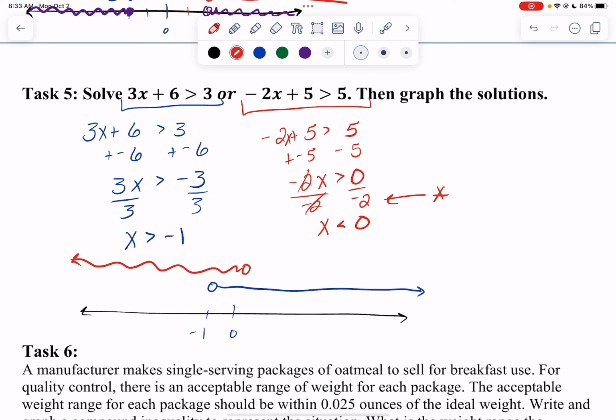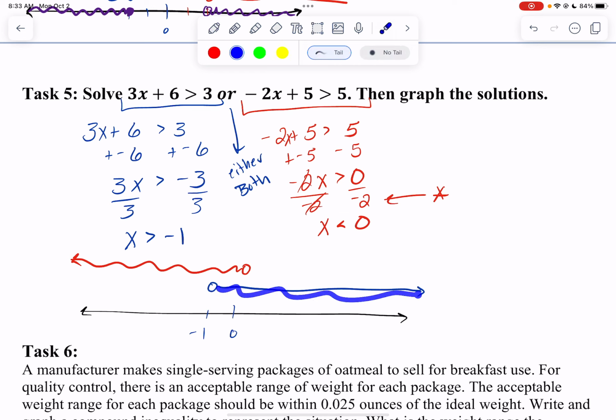Okay. Now I need or. So either one could be true, or both. For or, it's either, either, or both. So it could be an overlap, it could not. If you notice on this one, this actually covers the entire number line.